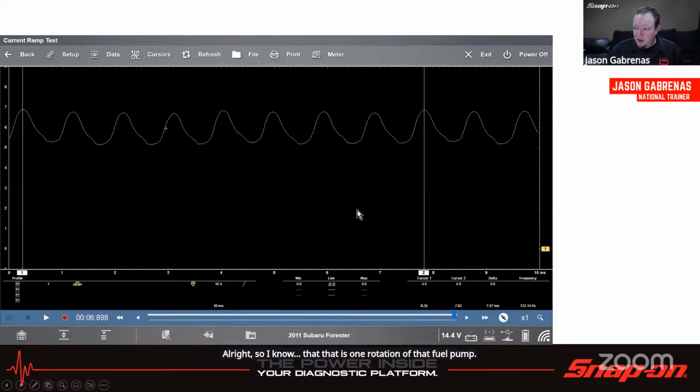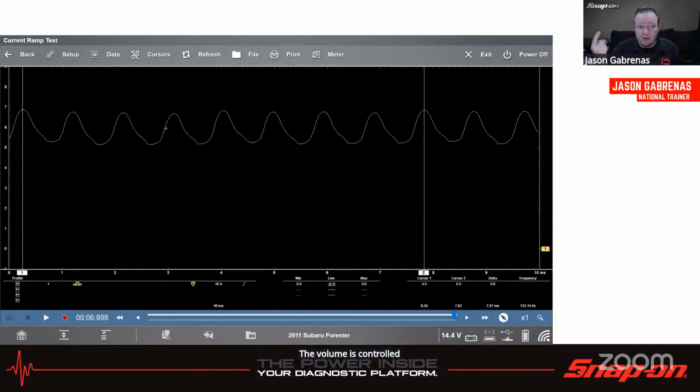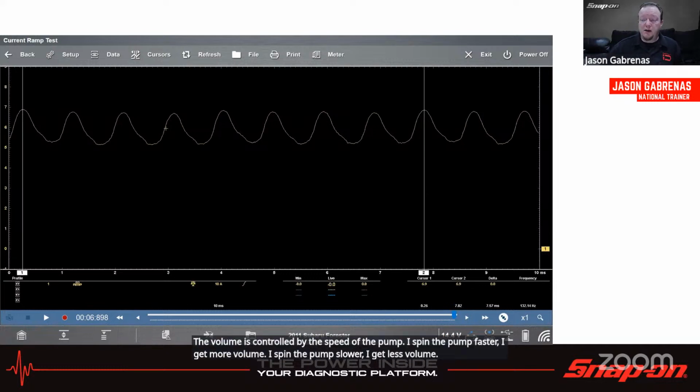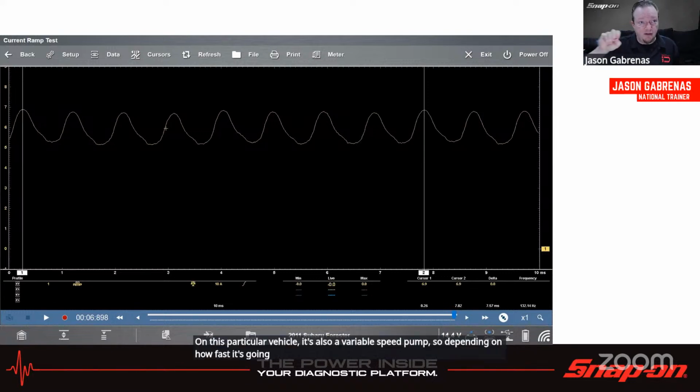Now, if I wanted to know how fast this fuel pump is turning, because that's going to affect volume, right? The pressure in the fuel system is controlled by the pressure regulator. The volume is controlled by the speed of the pump. I spin the pump faster, I get more volume. I spin the pump slower, I get less volume. On this particular vehicle, it's also a variable speed pump, so depending on how fast it's going, you can deliver additional volume under a load if it needs to.